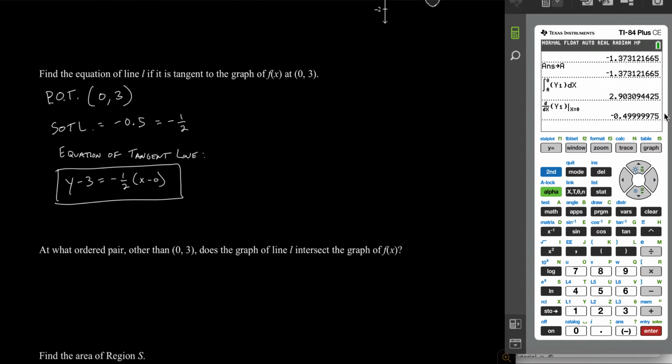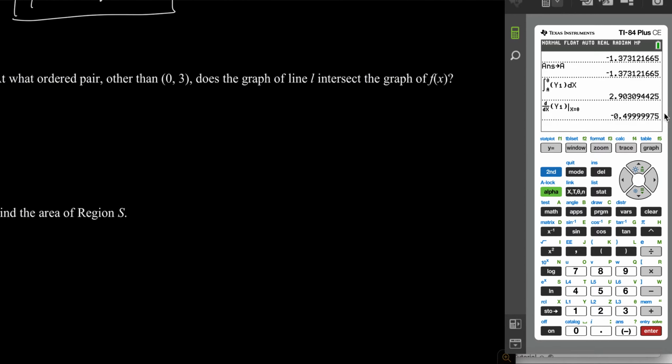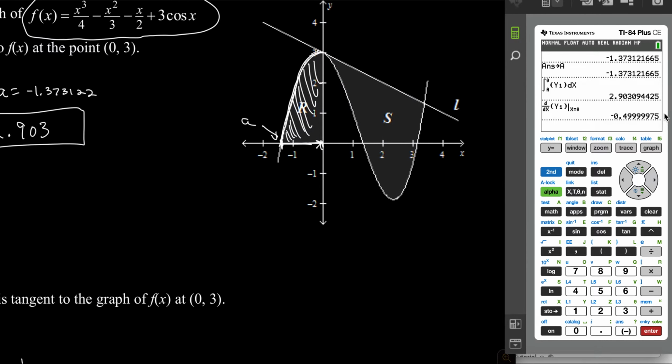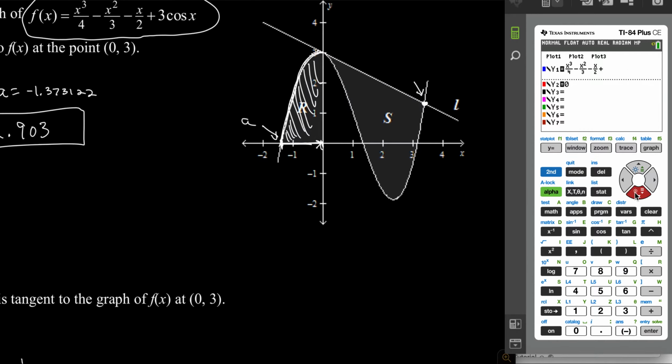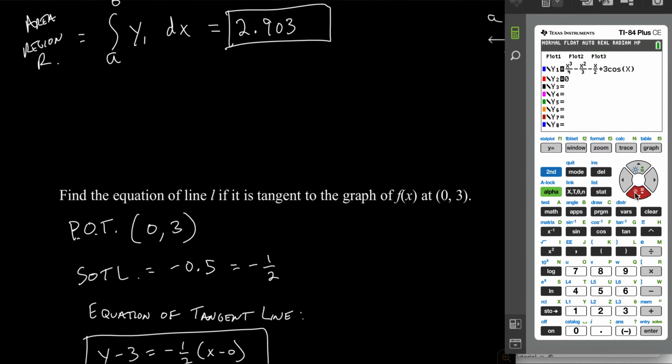Yes. Alrighty. At what ordered pair other than (0, 3) does the graph of line L intersect the graph of f of x? So now I want to find this other spot right here where they intersect. That's the only other spot they intersect. So what I need to do is go to y equals, and this time I'll make y2 equal to the equation I just found. Now I've got to solve it for y so I can plug it in. I get negative 1/2 x plus 3.